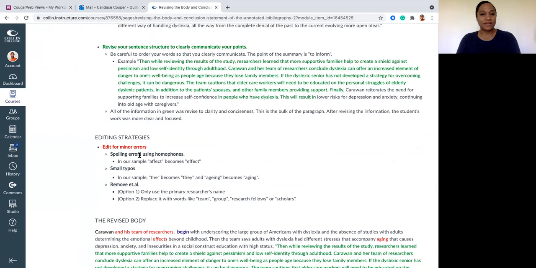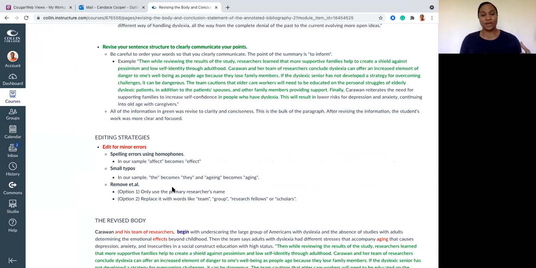And then edit, you want to edit for small things, homophones, typos, removing the et al, etc. Just making sure that you've tidied up those small details. Listen, this is a great time to go to the Writing Center, great time to get involved with that. You can have a Writing Center instructor look over your work with you. It's a great time to learn your tendencies.